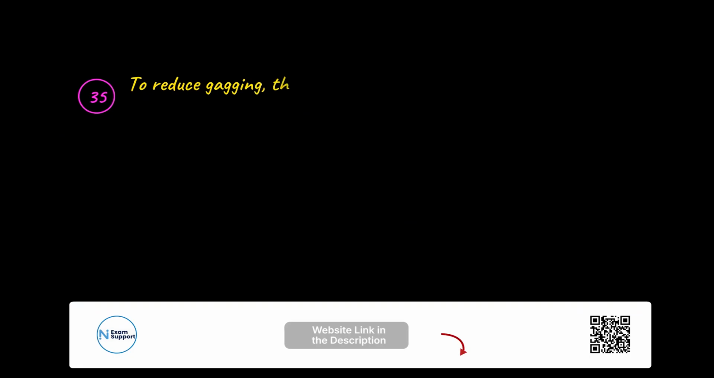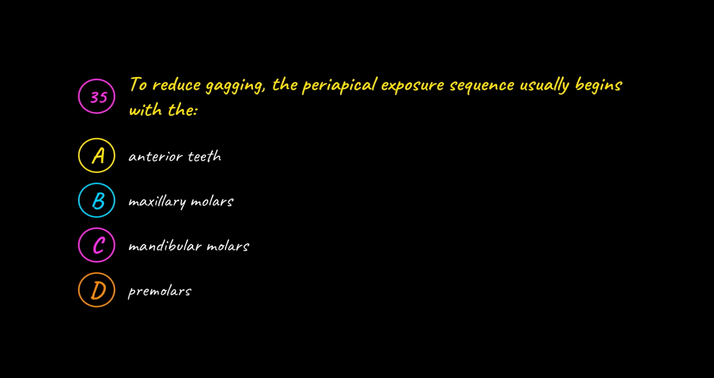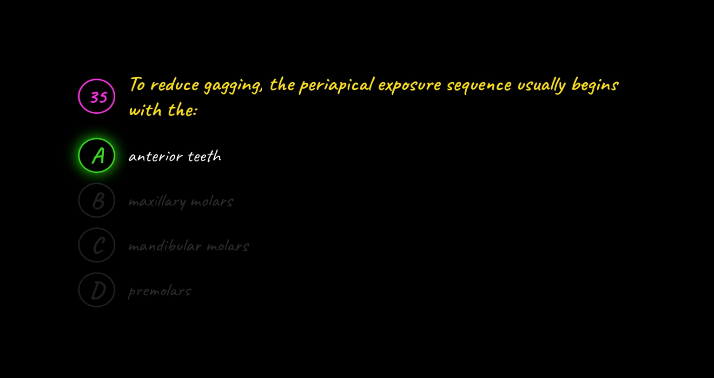Question 35. To reduce gagging, the periapical exposure sequence usually begins with the... Your options are A. Anterior teeth, B. Maxillary molars, C. Mandibular molars, D. Premolars. Before I reveal it, which one do you think is right? The correct answer is A.